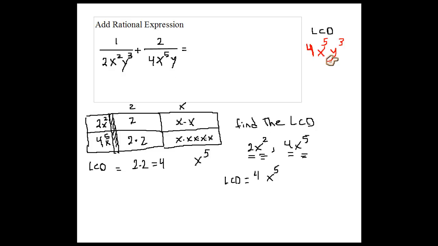All right. So what's the next step? Brian, you want to tell me what the next step is? Multiply top and bottom. Multiply the LCD to the top and bottom of both fractions. Okay, what do we have to multiply the first fraction with then, Brian? 4x to the 5th power, y to the 3rd power.